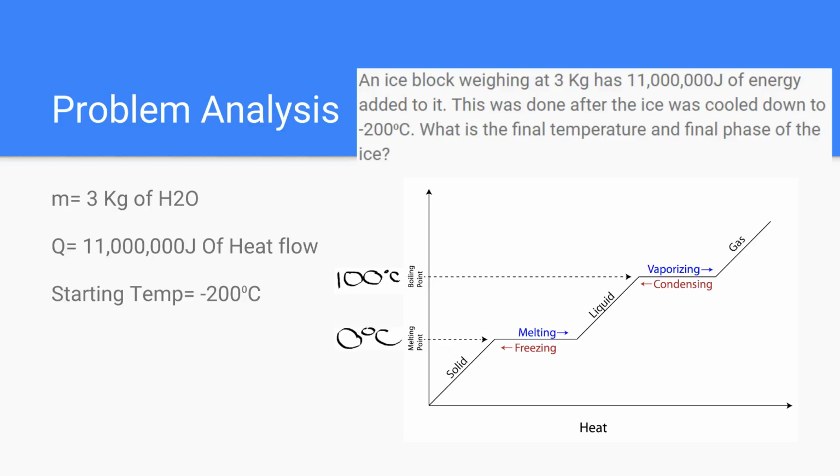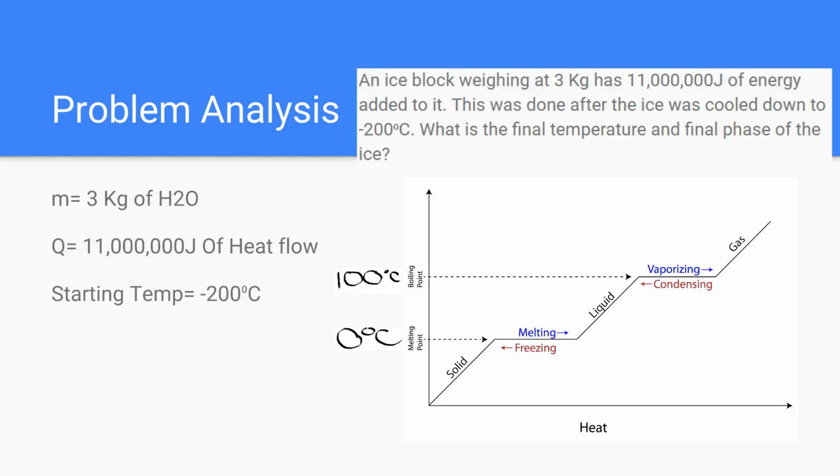Now that we know all this, we can analyze our problem in more detail. We know that the ice block weighs 3 kilograms and has 11 million joules of energy added to it. This is done when the ice is cooled down to negative 200 degrees, and the question is what is the final temperature and final phase of the ice. Because of all the numbers it gives us, we now know that the mass of the substance through the entire problem is 3 kilograms of H2O. We also know that the overall heat flow is 11 million joules of energy. So this is the amount of heat that we have to use.